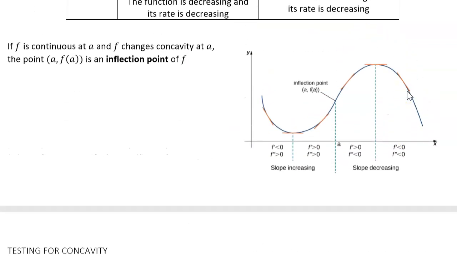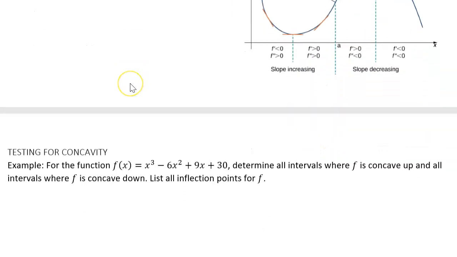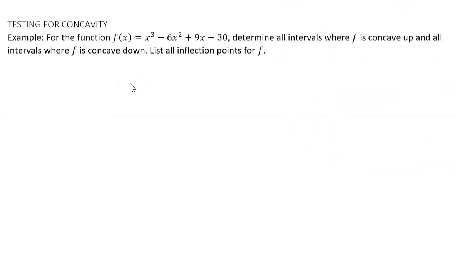If f is continuous at a and f changes concavity at a, then the point (a, f(a)) is called an inflection point. So here in this graph, we have an inflection point somewhere in between the minimum and maximum where the function changes concavity from being concave up to concave down. And so basically the second derivative is changing from being positive to being negative. To test for concavity, you are going to find the second derivative and set it equal to 0.